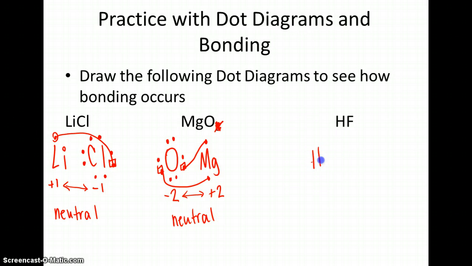Very last one then, we have H and F. So 1 electron for H, and there are 7 electrons for F. So again, the 1 electron is going to go right here to make this a -1. My H will become a +1.